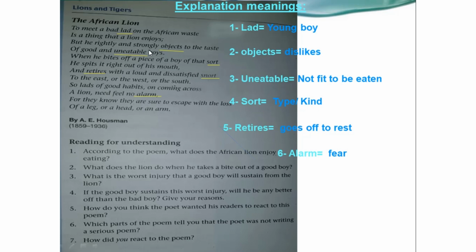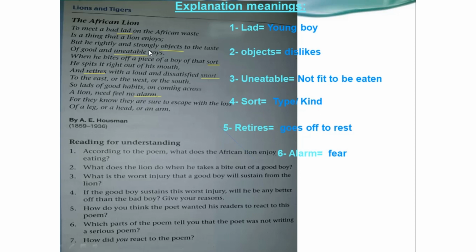So this poem is actually a funny one. It's not true, it's not based on reality. It's a funny chapter. Basically in this poem the author wants us to enjoy the lighter side of the poem, which is that if the lion takes a bite of a good boy, maybe a leg, maybe an arm, or maybe the head also, after taking one bite the lion is going to spit it out.